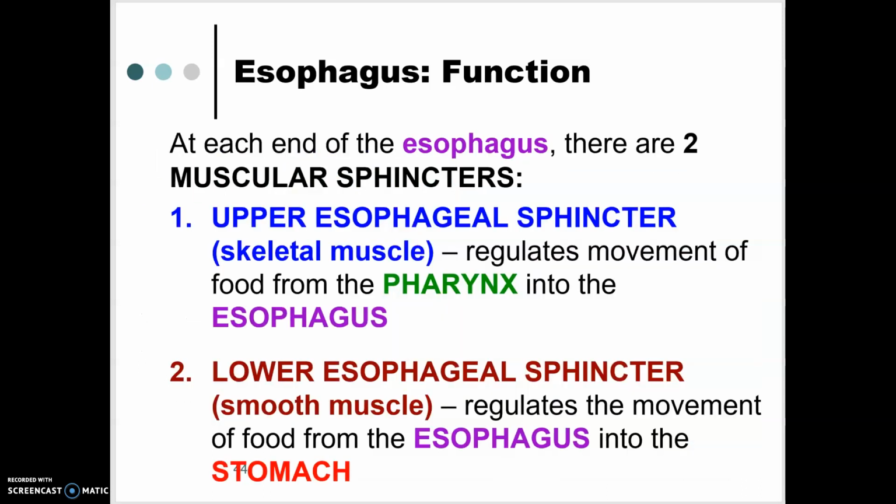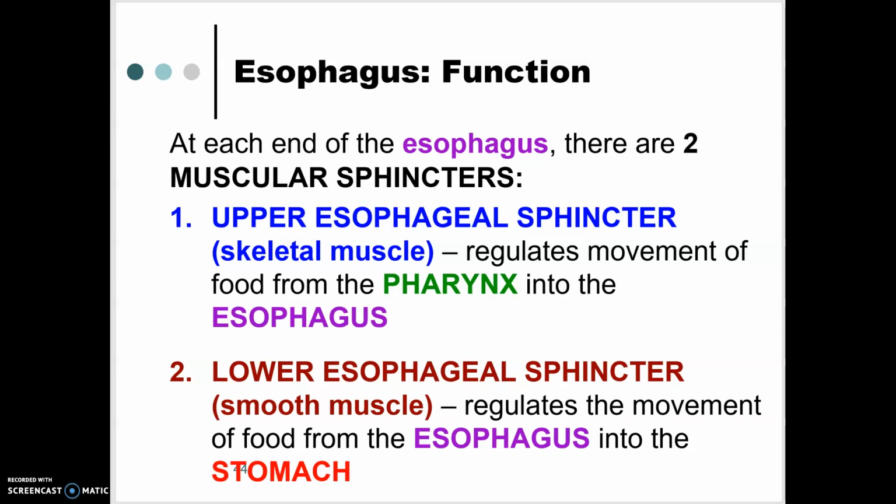Alright, at each end of this muscular tube that is the esophagus, we have two sphincter muscles. Sphincter muscles are, of course, circular muscles, and they basically open or close certain parts of the body. When we're talking about the esophagus, we have the upper esophageal sphincter, and this is the one that's in the back of your throat. And this is under skeletal control. It's skeletal muscle, so we have some measure of opening and closing it ourselves. So this sphincter will regulate the movement of the food from the pharynx and into the esophagus. So it's the last part of swallowing or deglutition.